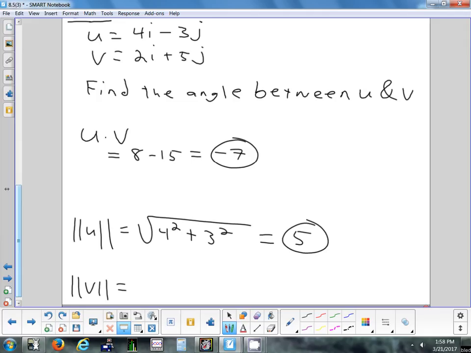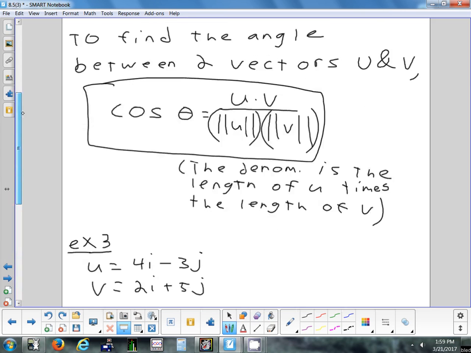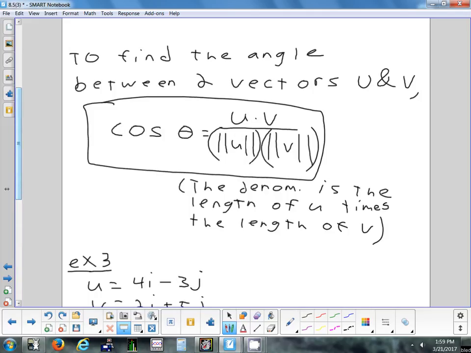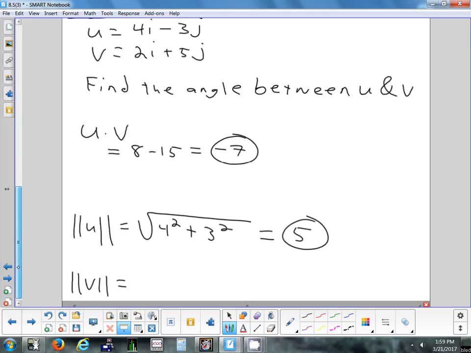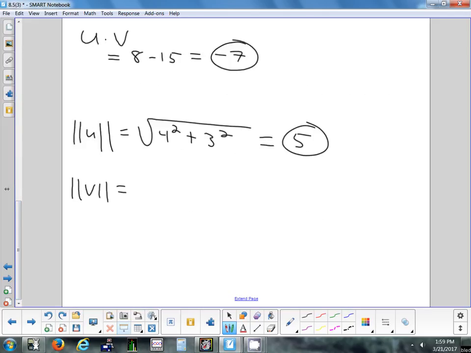Now, if you got something that was a square root you can reduce, don't worry about it, because this number that I just circled is not a final answer. It's just a number that I'm going to plug into a formula to get a final answer that I'm going to round off to a decimal. So you do not have to worry about reducing square roots, unless you like to.